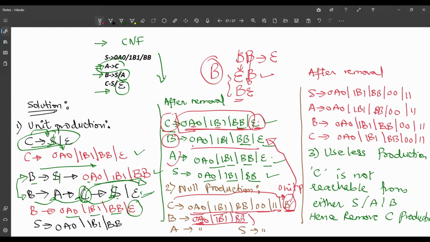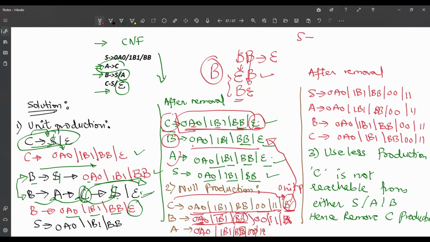A has the value epsilon, so after putting epsilon here, we get double zero. B also has the value of epsilon, so we get double one. And this double B also has the value of epsilon, so that also gives a single B. So B producing B, which we already considered, is the unit production, and after putting the value of B we get the same value. So there is no need of writing it again and again. Again, A has the same value: 0A0, 1B1, double B, and again 00 and 11. And again we get B, which we cancel.